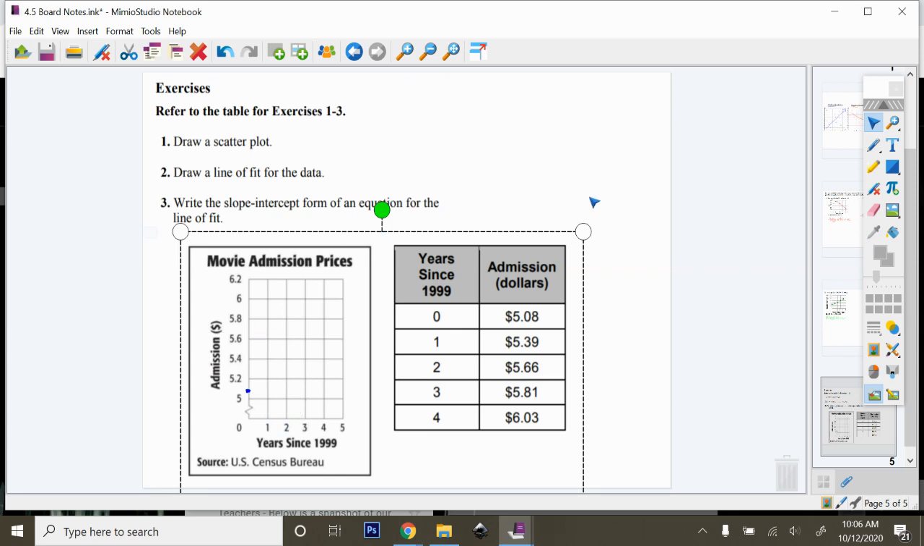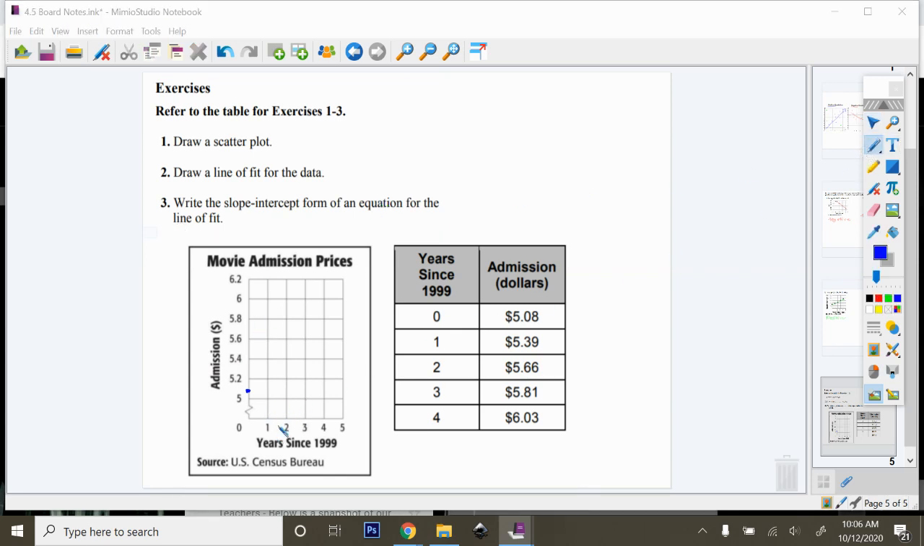So there's 1. Oh my goodness, why did it do that? Ooh, it switched tools on me. That's why. All right, so we're going to do 1, and we're going to go 5.39, which is almost a 5.4. 2, 5.66. So there's 2. 5.66 would be about there.